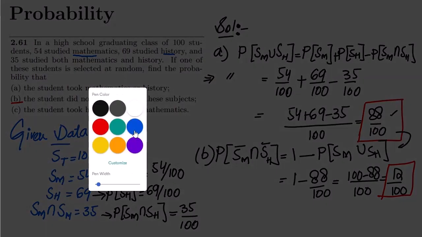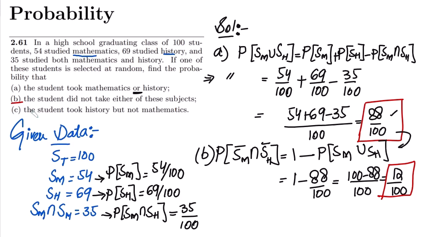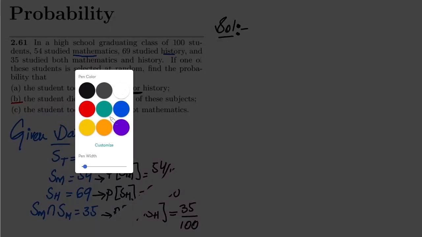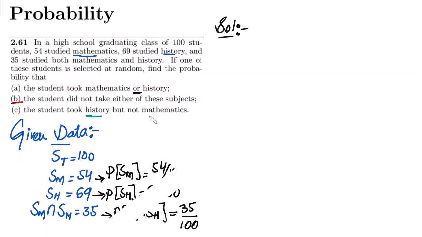Now in order to find the solution of part C, we have to find the probability that the student took history but not mathematics. This is a very interesting phenomenon. For it, let me remove the previous questions here. In order to do so, let me use a diagram which is called the Venn diagram. To represent history, let me use the green color, and to represent mathematics, let me use this color. For mathematics, let me draw this diagram.